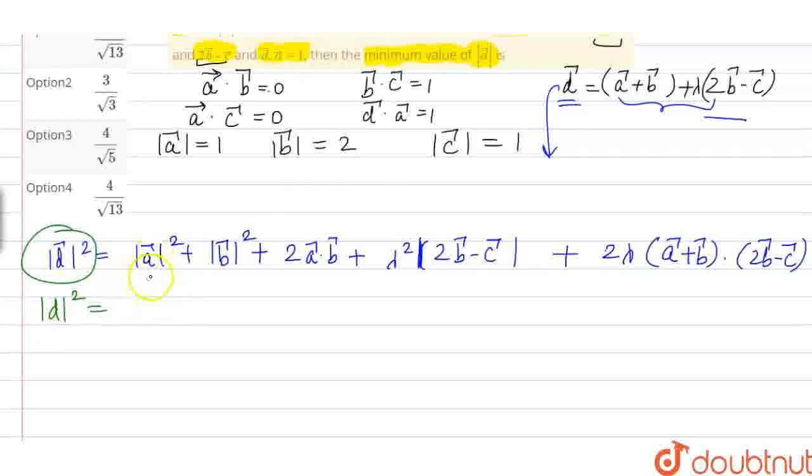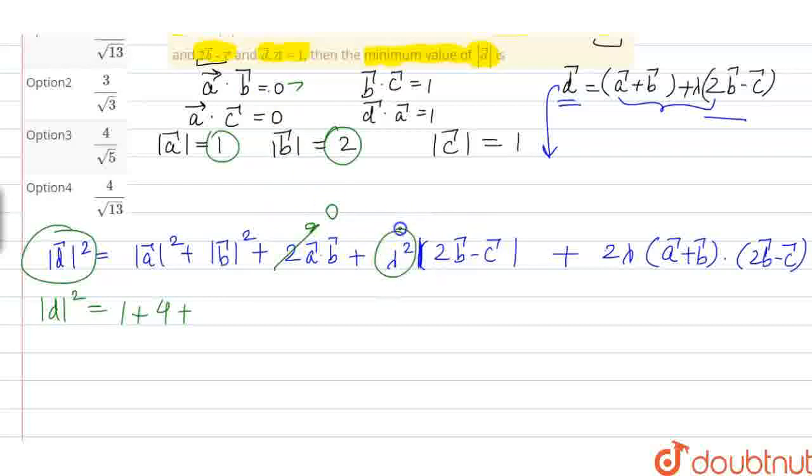And here that should be equal to magnitude of A square, that is equal to 1, so we are writing 1. Magnitude of B is equal to 2, so magnitude of B square is equal to 4, right? The next term is 2 times A dot B. We know that A dot B is equal to 0, so this reduces to 0, right?